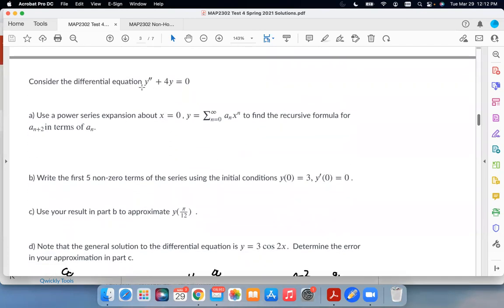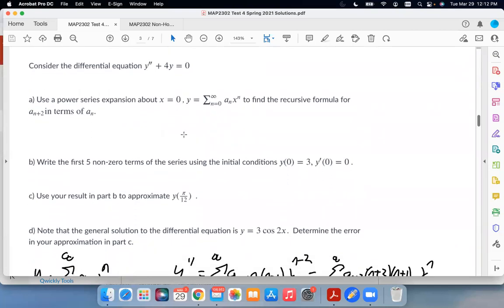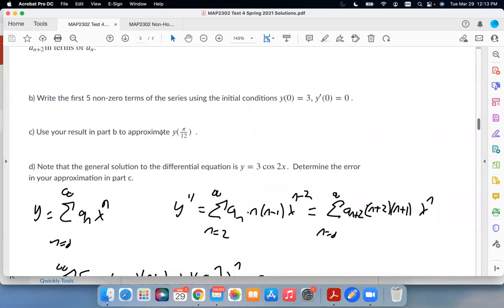Okay, now we're solving this second order DE, again about x equals 0. We are given some initial conditions. That's going to be a0, and that's going to be a1. Then we're going to plug a value into the power series we get, and compare that with what the actual solution is and see how close our power series gets us.